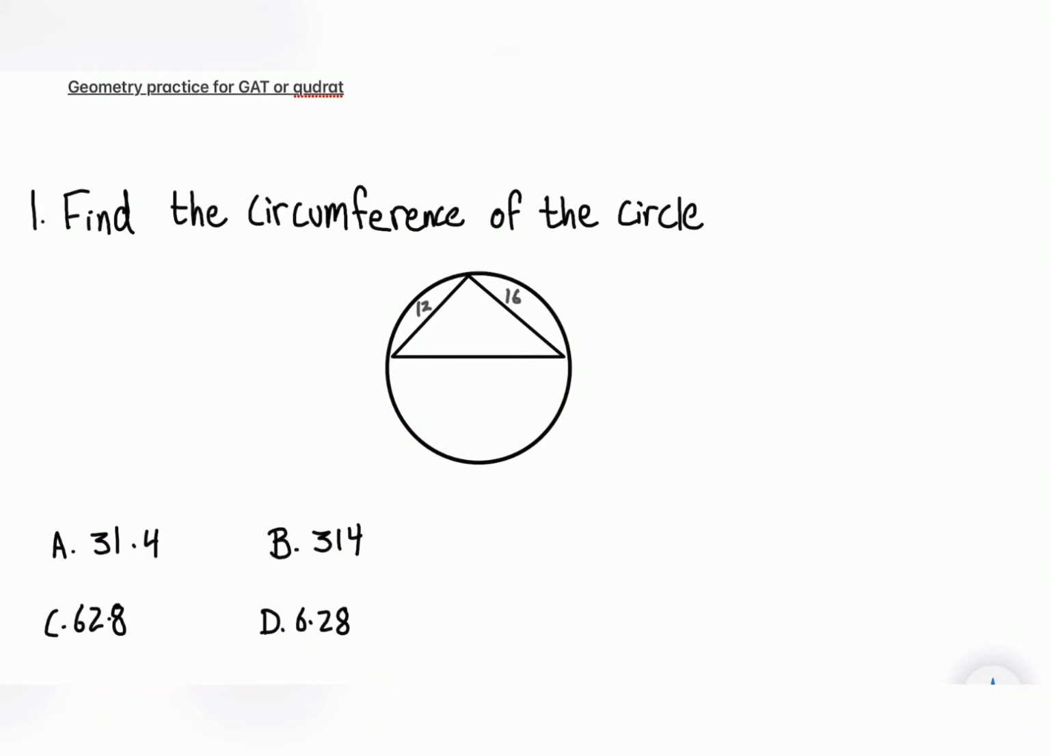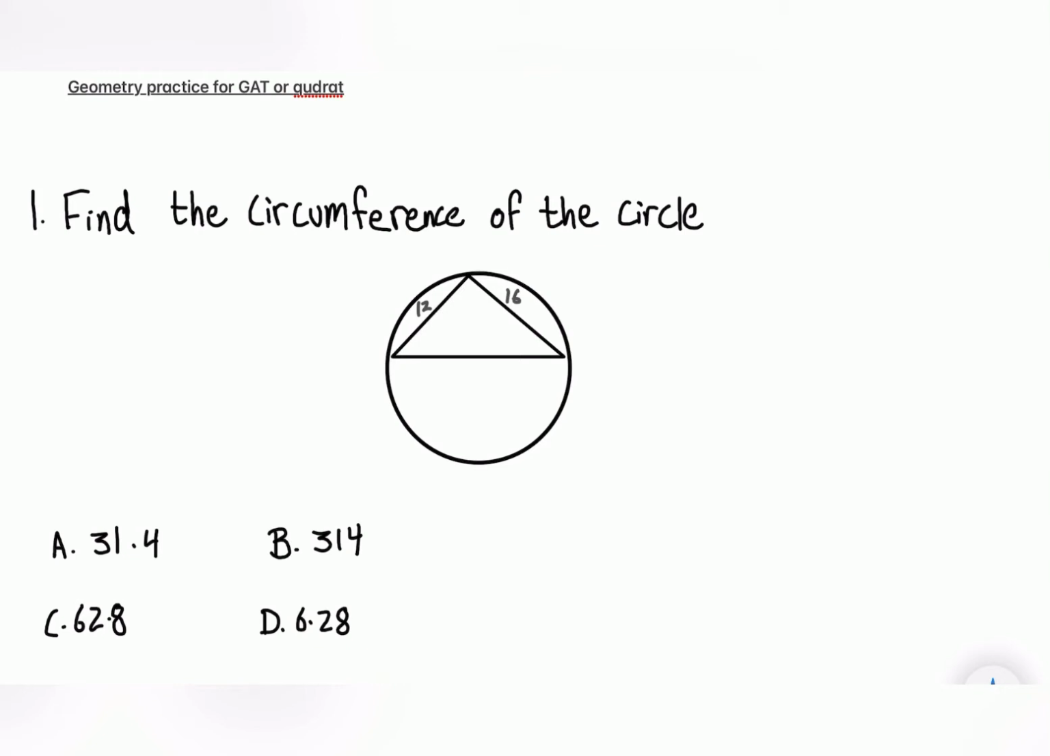This is WizWorks and today we are going to do some geometry practice for the GAT or Qudrat exam, and let's just get right into it. Okay, so number one, it says find the circumference of the circle.